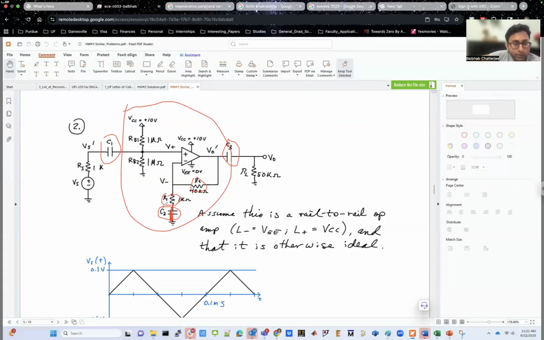But in terms of DC, you will have no DC path to ground. You do not have any DC path to ground. What that means is the DC voltage at the output, let's say at this point, and the DC voltage at this point will be exactly the same.